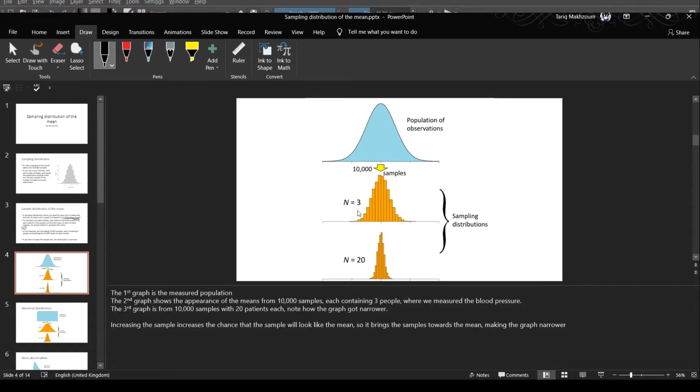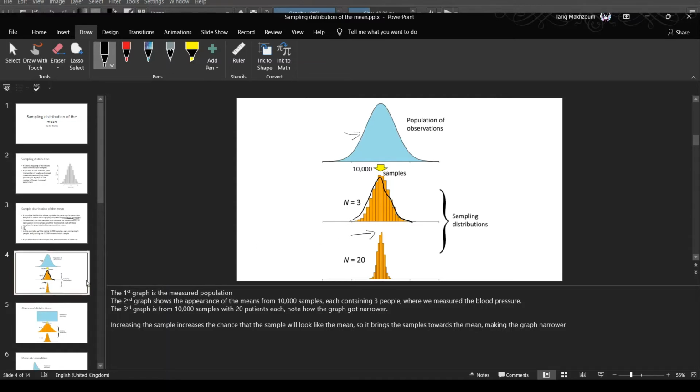One thing that's worth noting is that this distribution is narrower than the population distribution. And it's actually shown much better with this bottom distribution curve, where instead of taking a sample of 3 patients, we took a sample of 20 patients and plotted their distribution. And so it's much, much narrower than the distribution of the population.